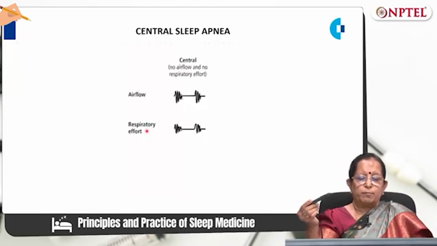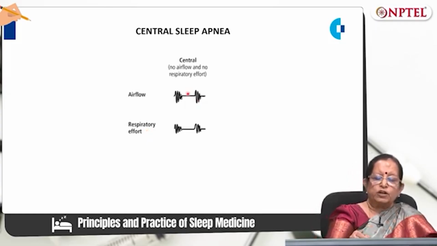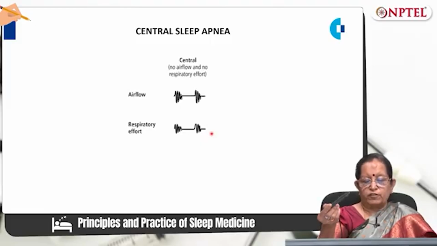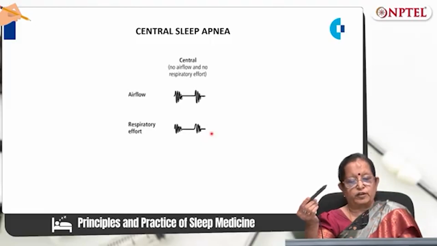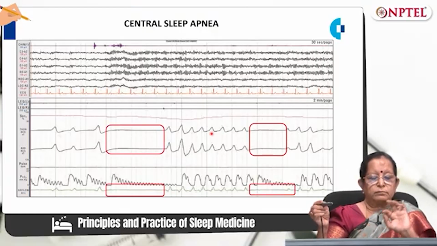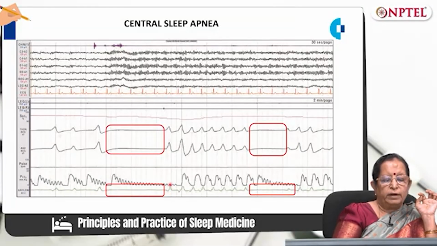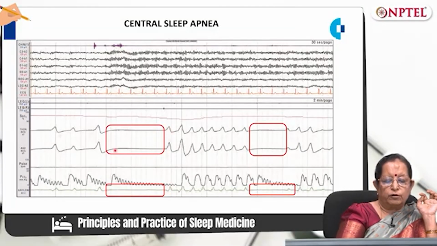Coming to central sleep apnea. In central sleep apnea, there is no airflow, and no respiratory effort also. There respiratory effort was there, here no respiratory effort. So, can you see here? Here also no airflow, but respiratory effort is also not there.